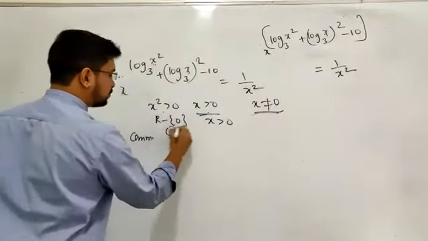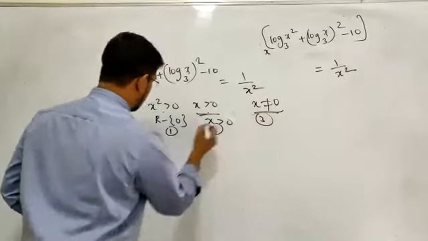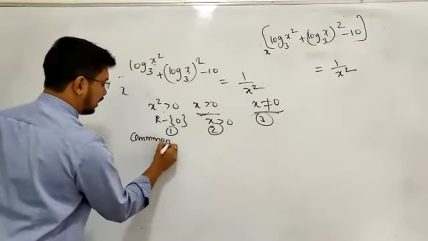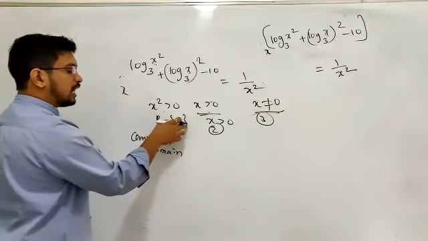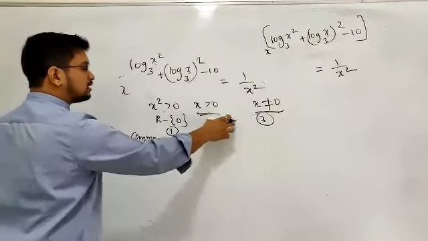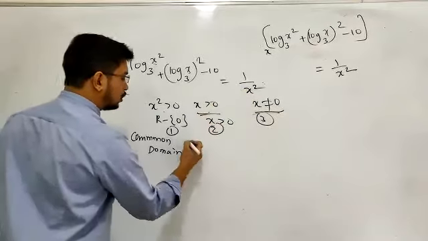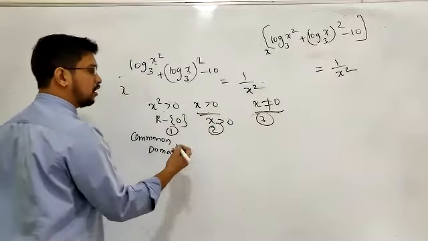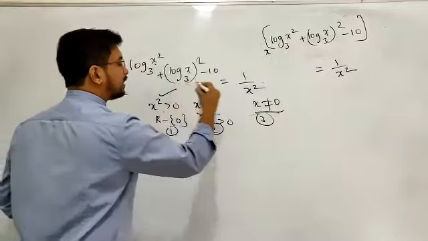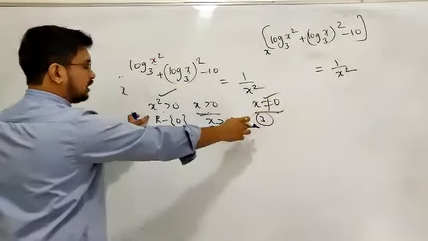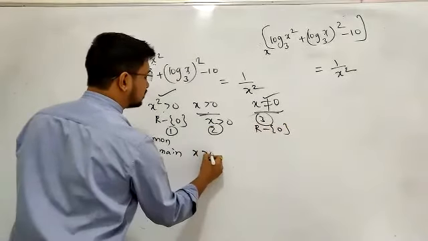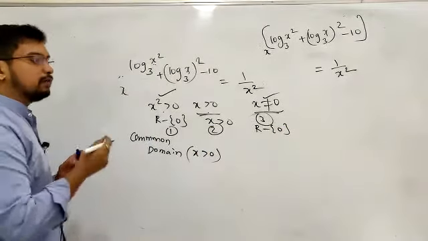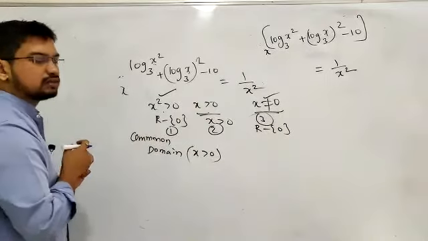Never forget that. So they gave you 1 by x square, so x is not equal to 0. So this is first case, this is second case, and this is third case. Now what will be the common domain? The common domain here is R minus singleton 0. This is x is greater than 0, and that is x is not equal to 0. So mixing all these three cases, you will get x is not equal to 0, again R minus singleton 0. So the entire common domain will be x is greater than 0, the positive part of x.